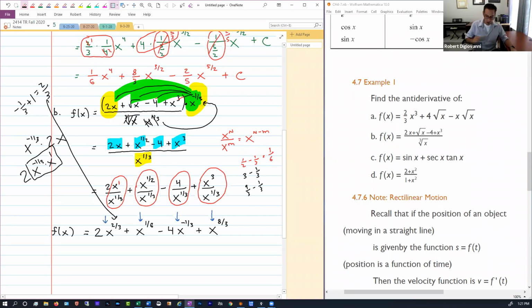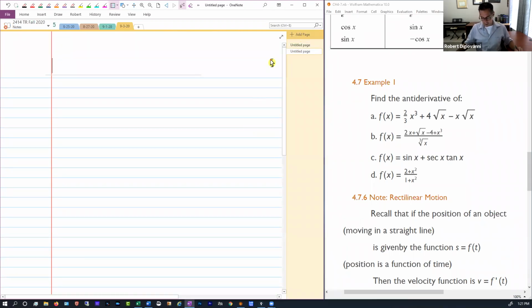All right, meaning you could take that the rest of the way. Next problem and next page. We have a function f of x equals sine x plus secant x tangent x.